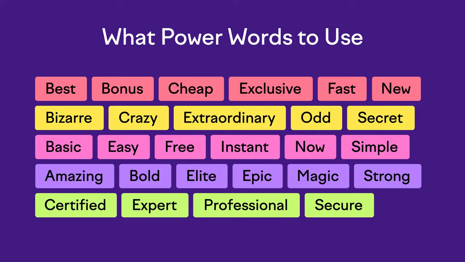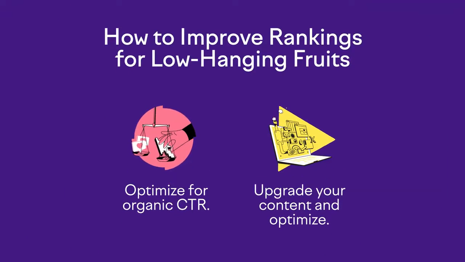Now your next question might be, what should you test in your title tags? I recommend injecting power words, and here's a list of some that I like to test, and numbers because they tend to produce a better click-through rate, which is why news outlets use them with such high frequency. The second way to improve rankings for low-hanging fruits is number 2, upgrade your content and optimize.